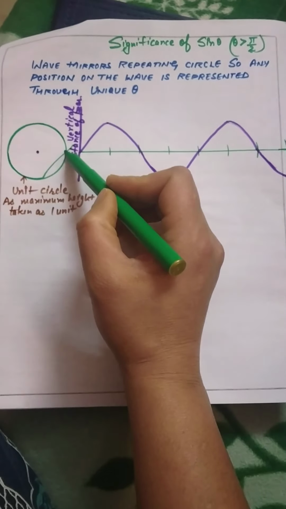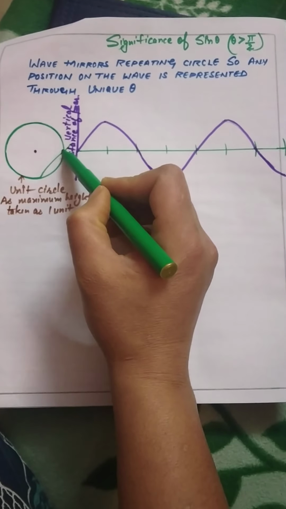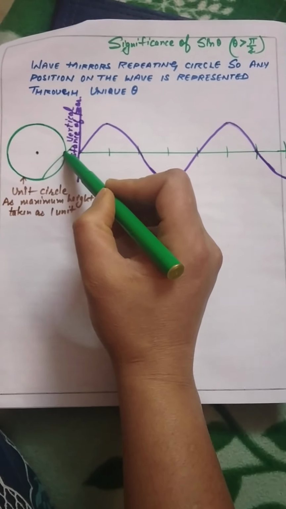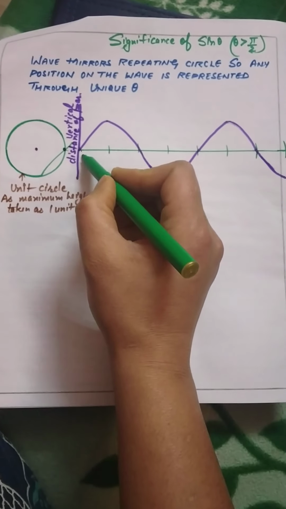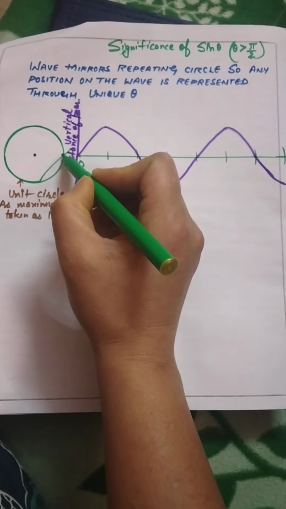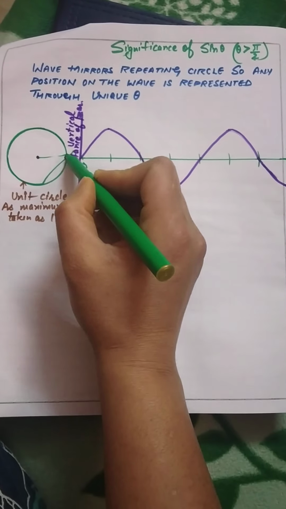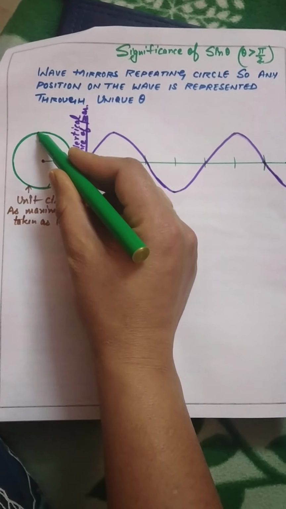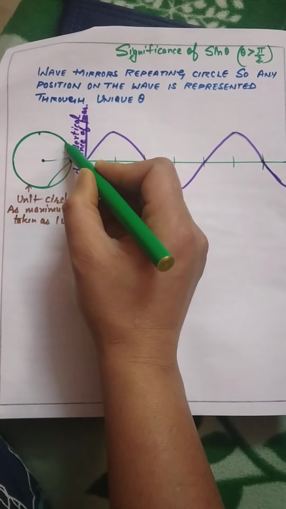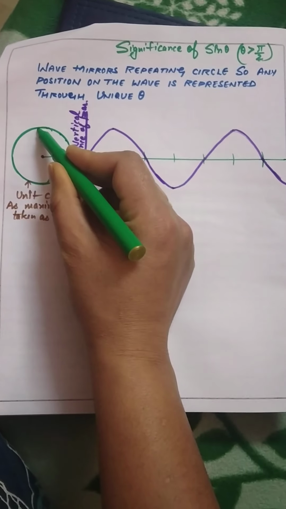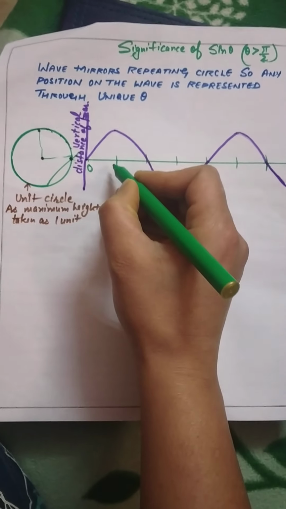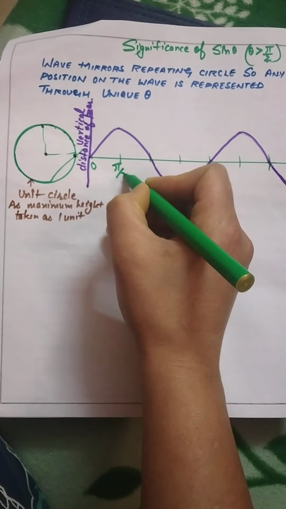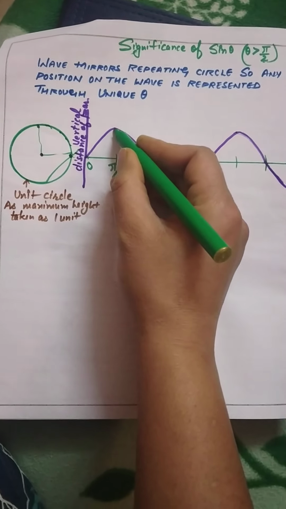How come? When the wave particle is here, then the vertical height of this particle is 0. So at 0 it is 0. This angle is 0 degree. When the particle reaches here, the vertical distance of the particle keeps increasing and becomes maximum here. Which angle is this? This is pi by 2. So at pi by 2, it is maximum.